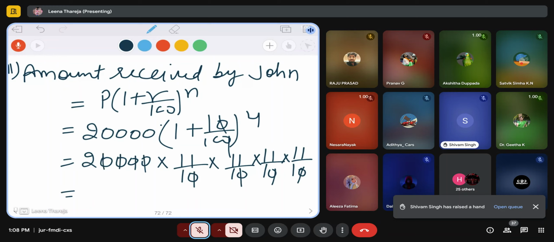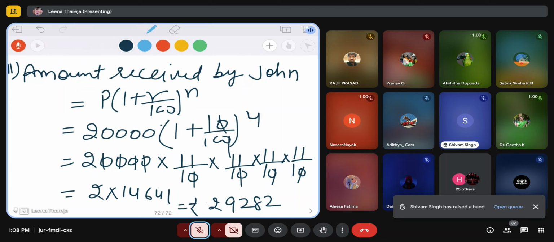So 11 into 11 into 11 into 11. 121 into 121, how much will you get? 14641. So 2, 8, 60, 12, 19 gives 29,282. That is the same for Smith also.